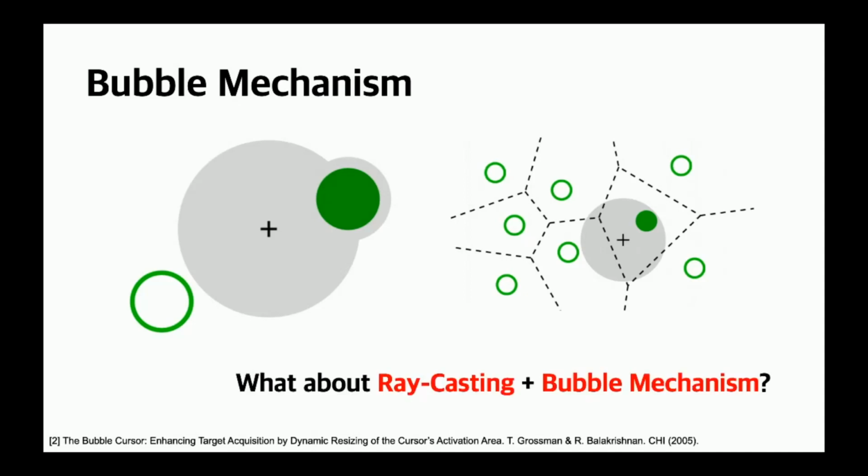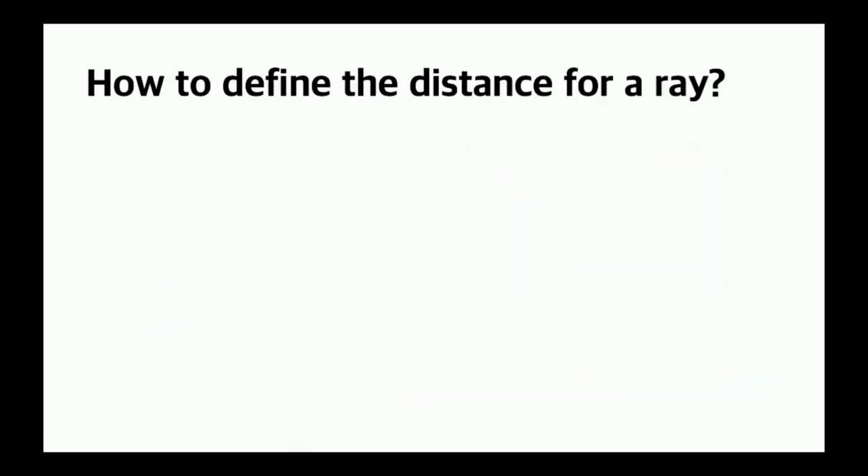And our question is, what about raycasting plus bubble mechanism? The bubble cursor is easy to understand, always selecting the target with the minimum distance. However, a cursor has 3 degrees of freedom, but a ray has 5 degrees of freedom. So for raycasting, how to define the distance for a ray? There are common senses of 3D distance.